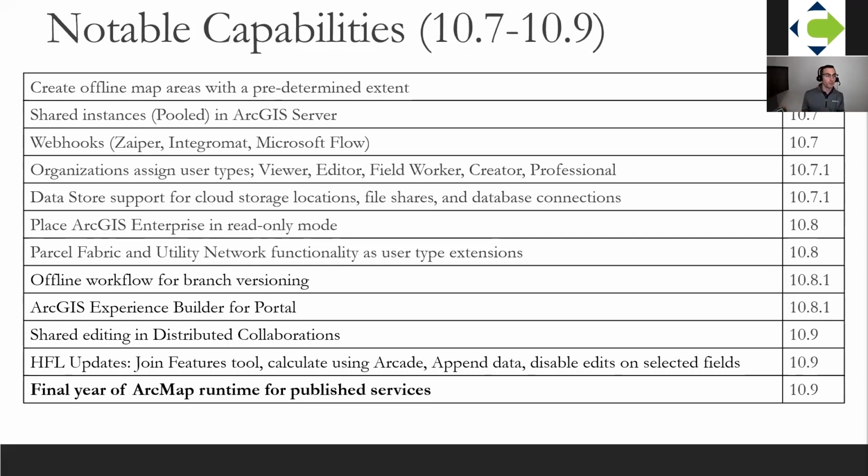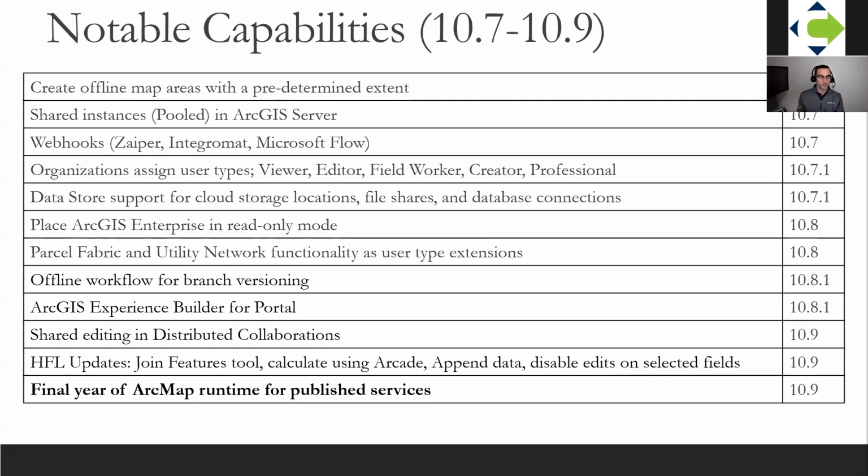And finally, the big one: 10.9 and 10.9.1 are the last versions of Enterprise that will allow publishing with the ArcMap runtime. So over the next few years, all of your ArcMap feature services, the things that were published from ArcMap, will need to be republished by using Pro. So you have 10.9 and 10.9.1 for 4 to 5 years to run that migration and maybe still consume and use ArcMap, but it is going away.